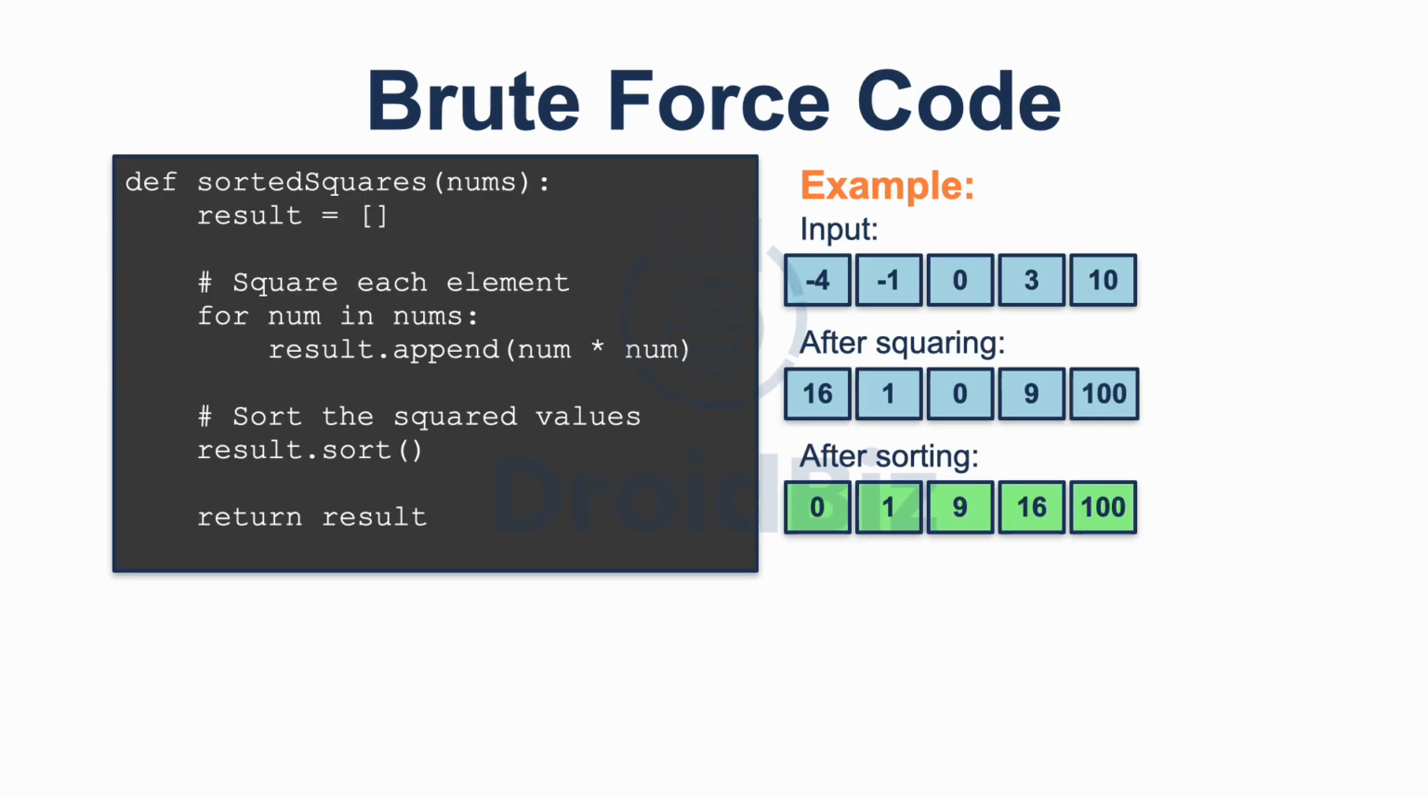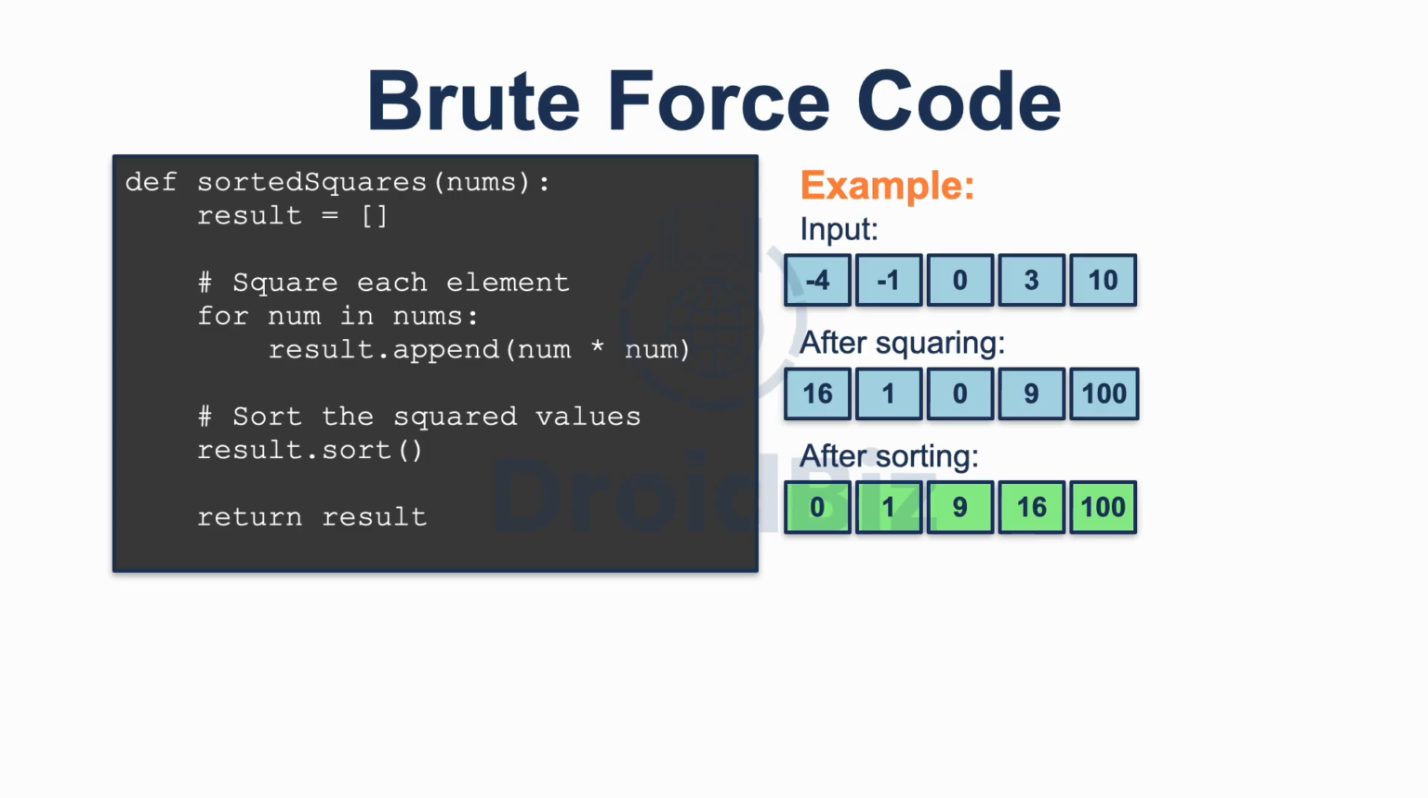Let's look at the brute force code. We define a function called sorted squares that takes nums as input. First, we create an empty result array. Then we use a for loop to square each element. For each number in nums, we append number times number to the result array. After that, we sort the squared values using result.sort. Finally, we return the result array.